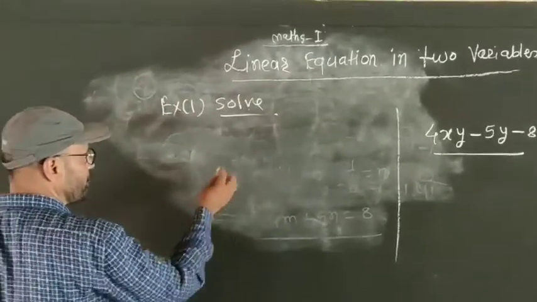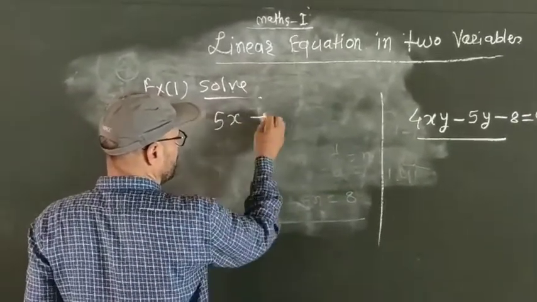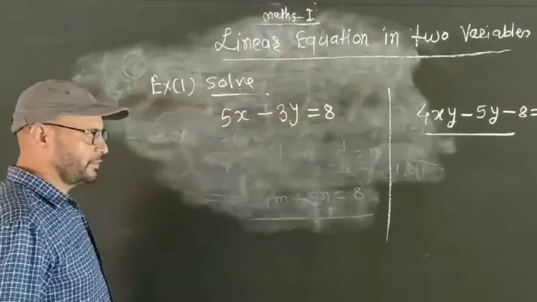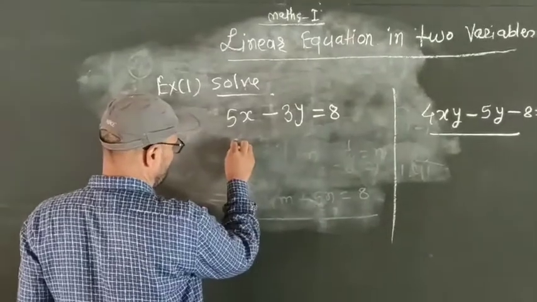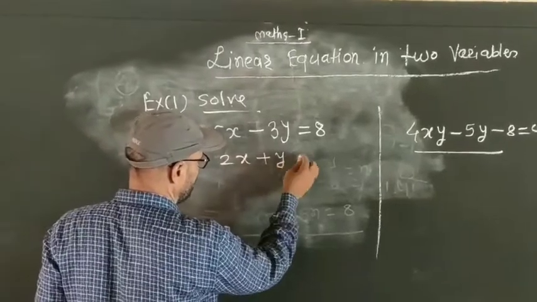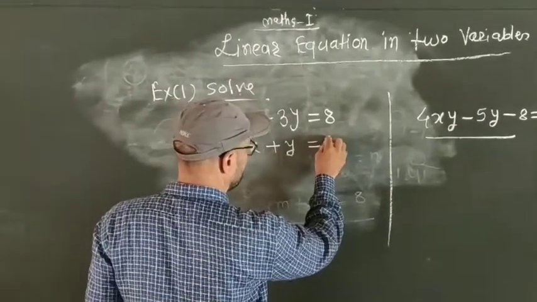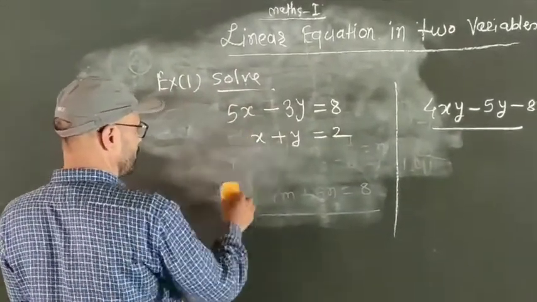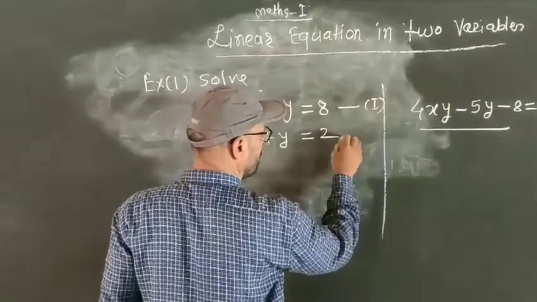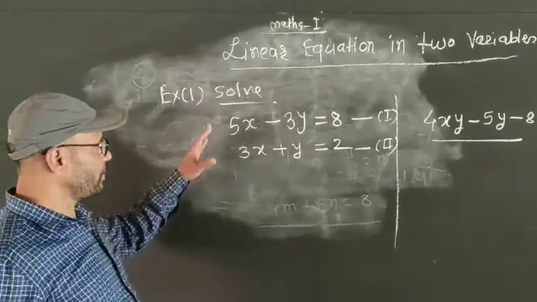For example, I take 5x - 3y = 8 and another equation, 3x + y = 2. This is equation number 1. This is equation number 2. How do we solve this type of equations?